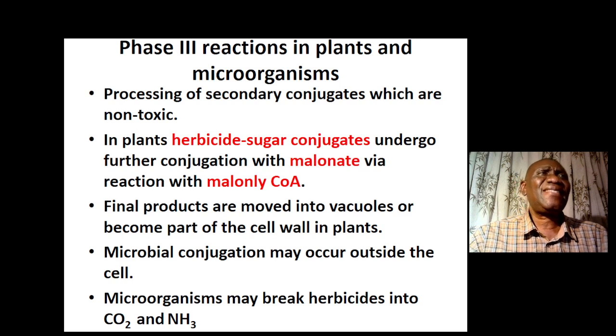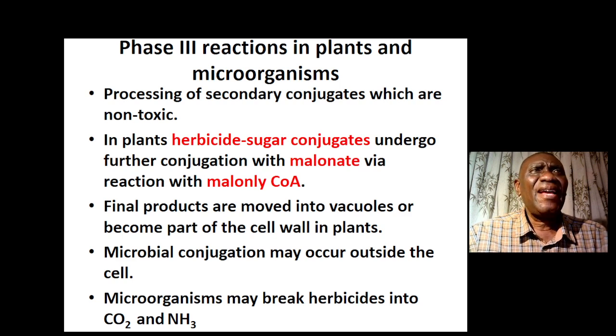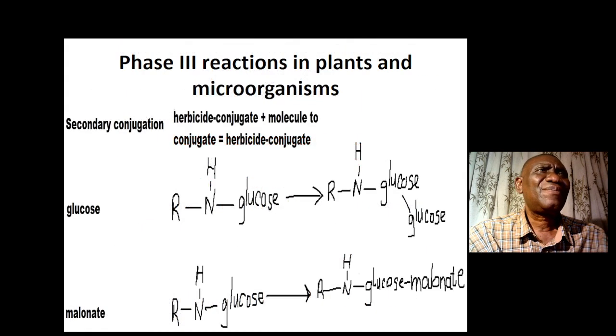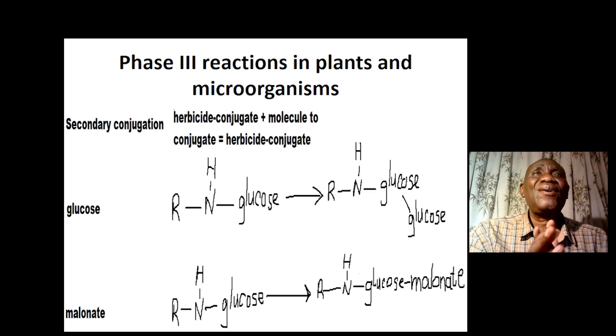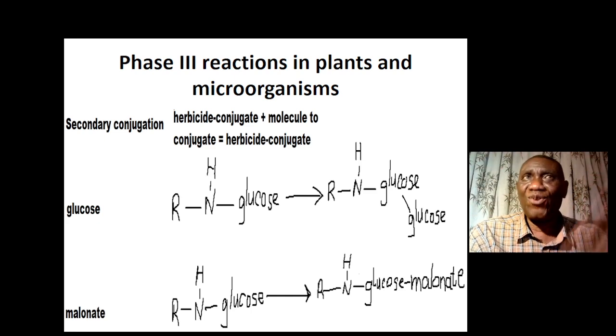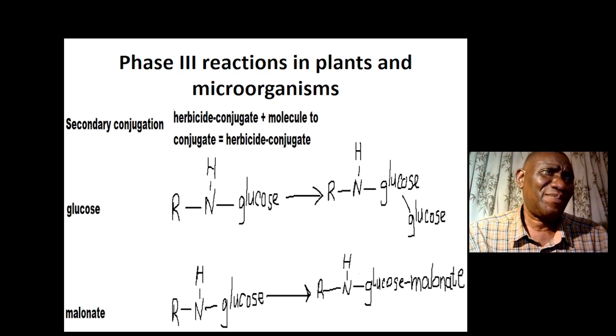Again, phase 3 reactions is actually addition of malonate to herbicide sugar conjugates. And again, a summary of what is actually taking place. At the end, we have got the summary of the whole process, so that you can spot key issues. Actually, that is where the questions may come from, at the back end there.